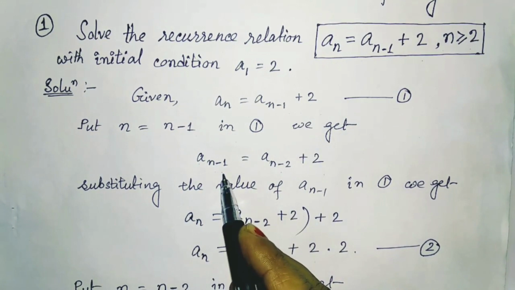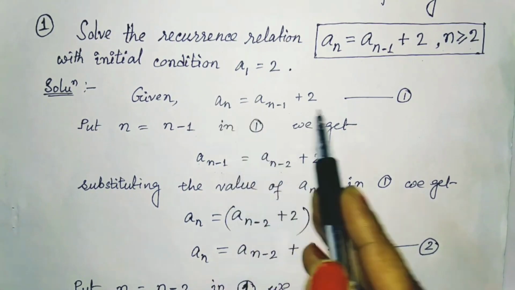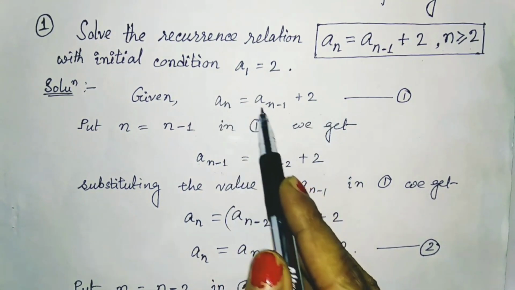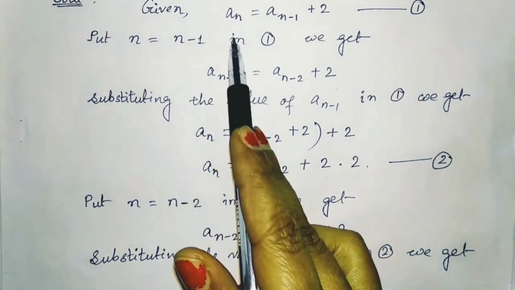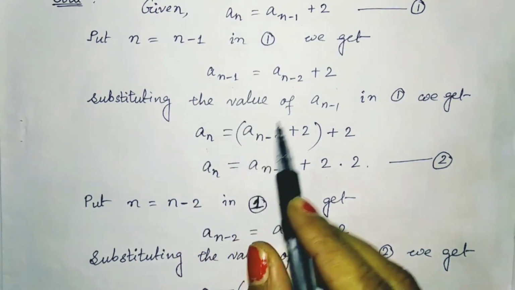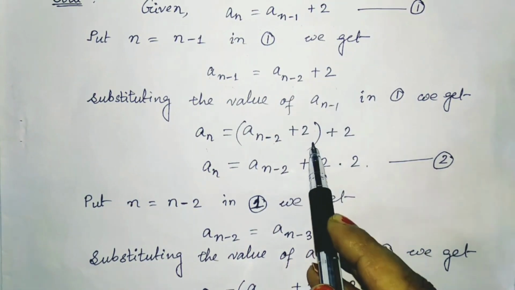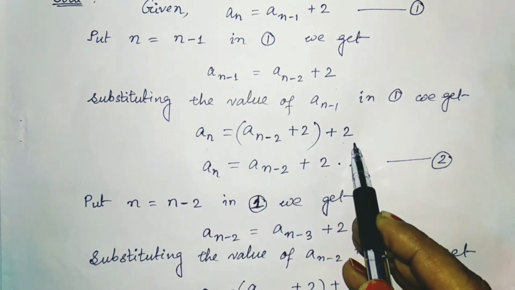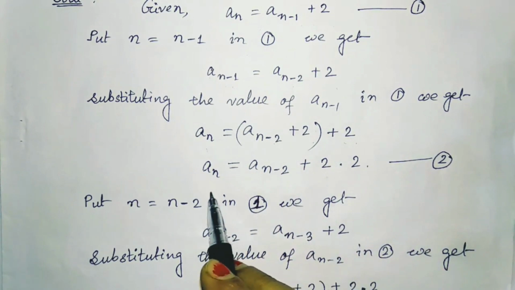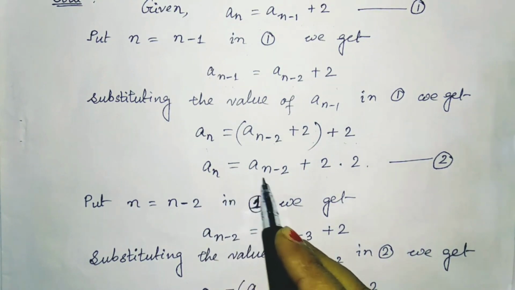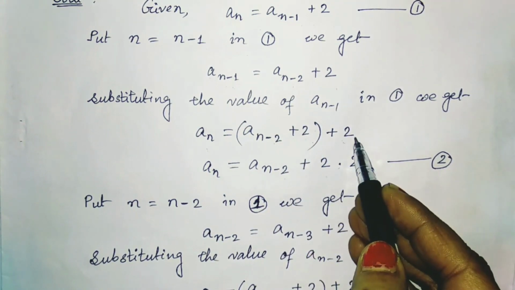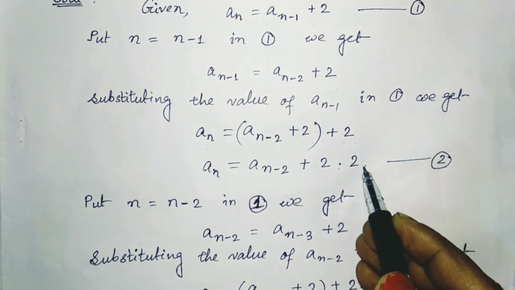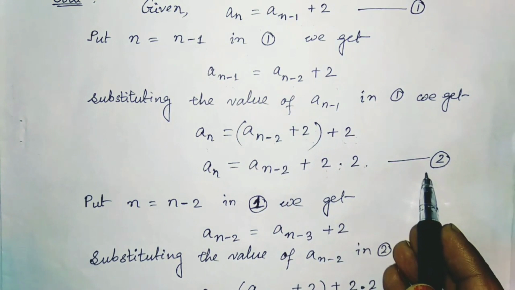Now this value of a_{n-1}, if we substitute in this equation instead of a_{n-1} in this place, then we will find out a_n = a_{n-2} + 2 + 2. So after simplification we will find out a_n = a_{n-2} + 2×2, because here 2 + 2 means 4, so we can write 2×2. This we mark as equation number 2.